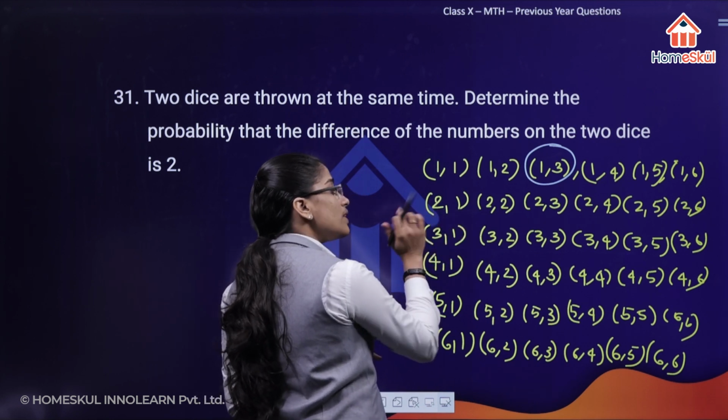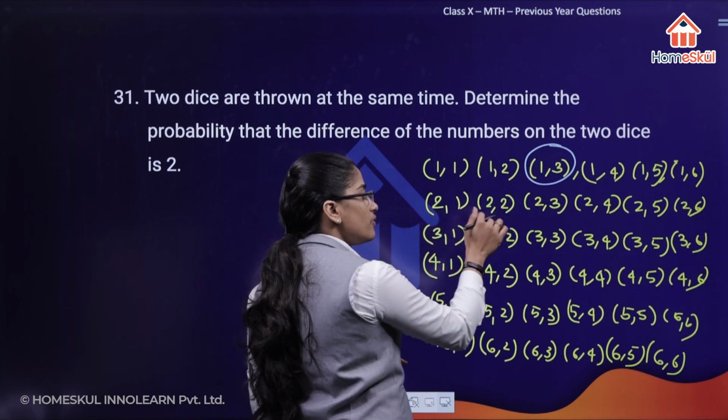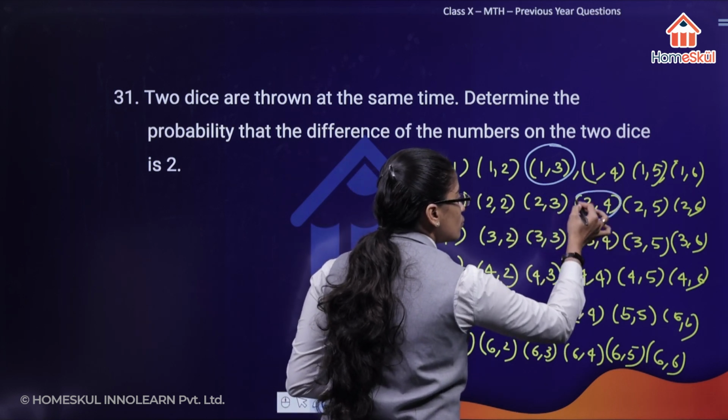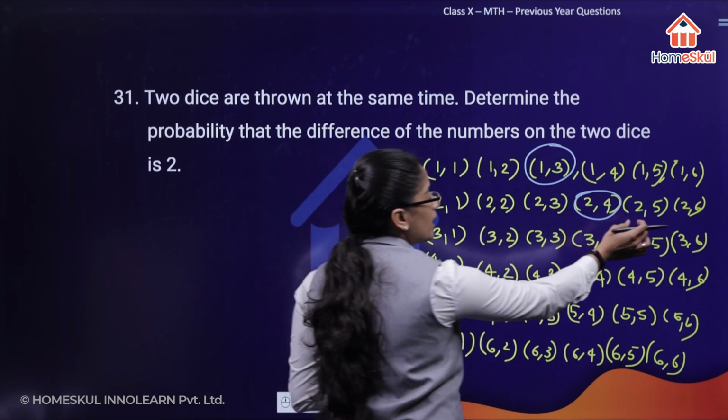In this case 2, 1 the difference is 1. 2, 2 difference is 0. 2, 3 difference is 1. Then 2, 4 difference is 2, isn't it? Then 2, 5 difference is 3.